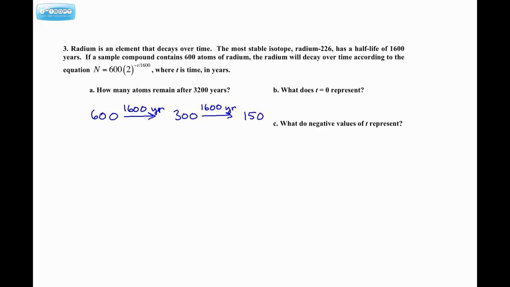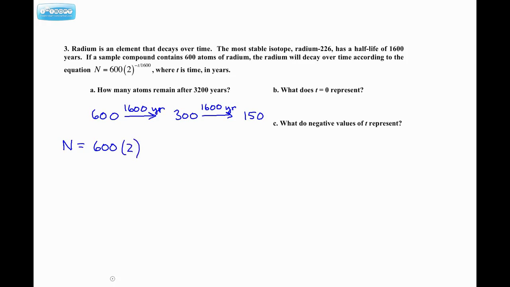Now that was easy to do because the numbers happened to work out fairly well. But if the numbers were ugly, we would actually refer to this equation here. So I'm going to use that now. So I'm going to use the equation n, which is the number of atoms, equals 600 times 2 to the power of negative t. Well, t is 3200, so this is negative 3200 over 1600. So I'm just working out n. Well, negative 3200 divided by 1600, that's just negative 2.